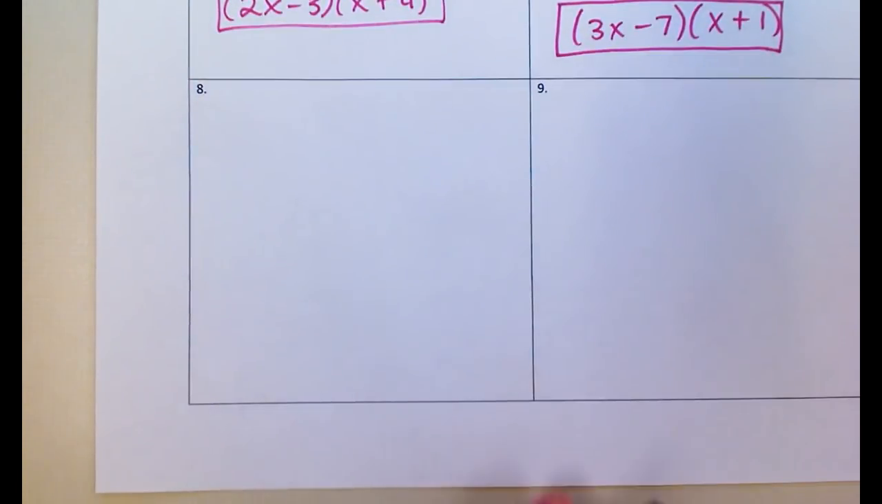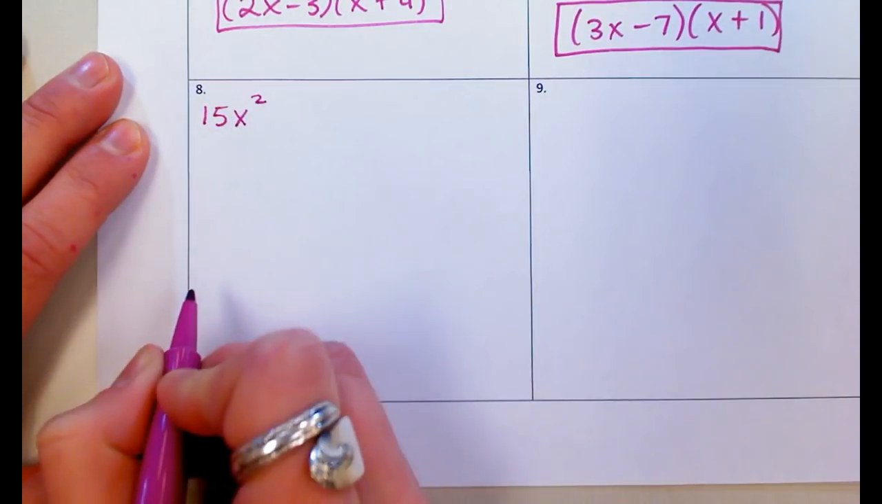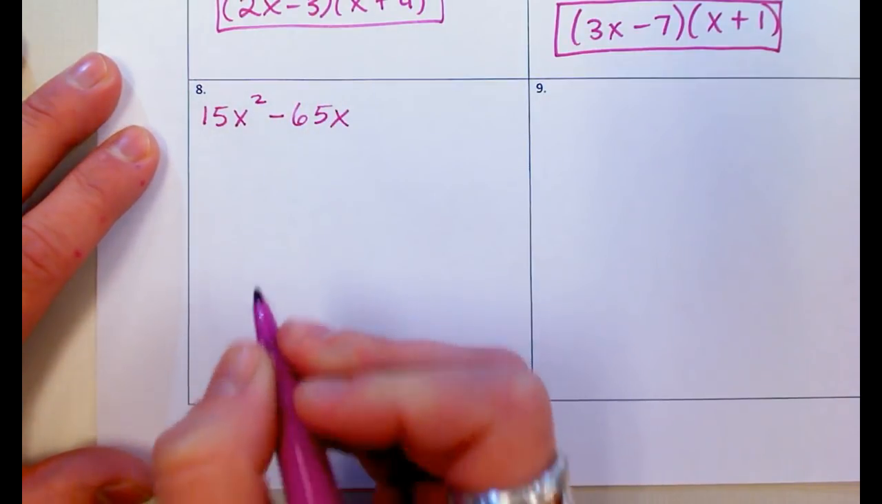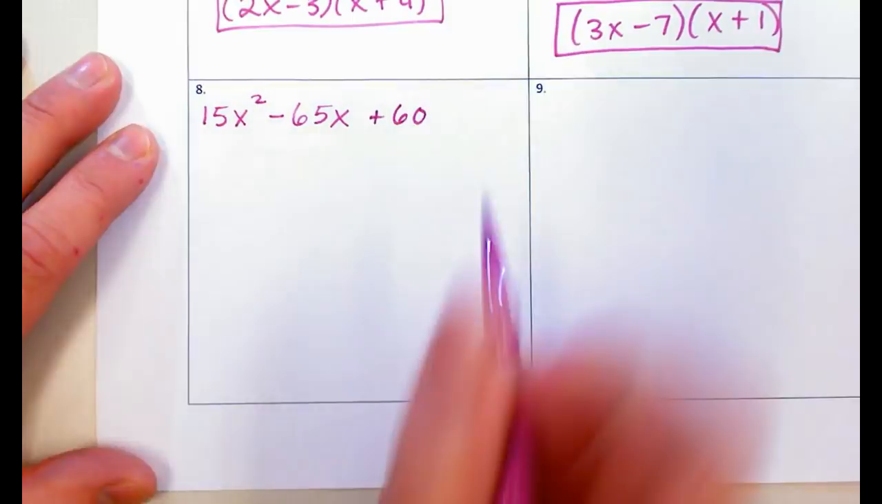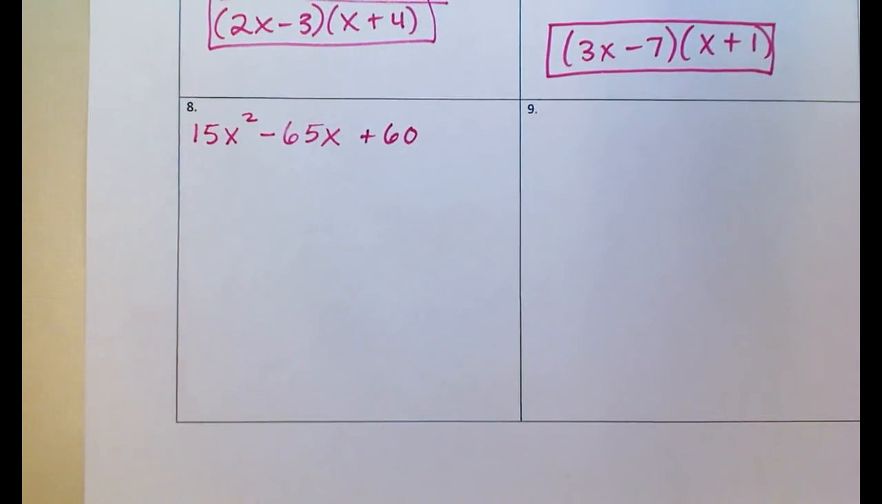All right, number 8. 15x squared minus 65x plus 60. Those look like really big numbers. Before you start this one out, I would look for a GCF. Play the video when you're ready to check your work.